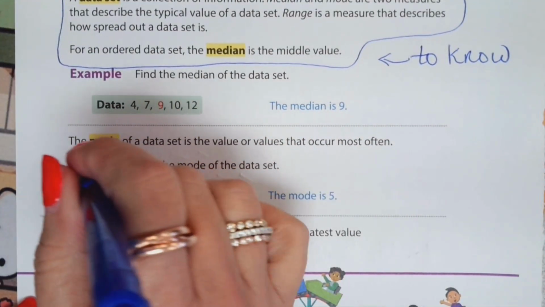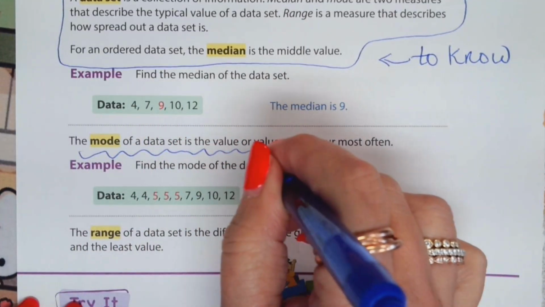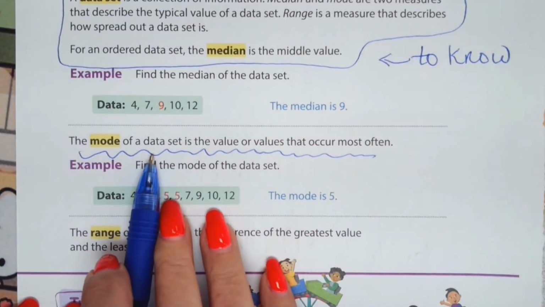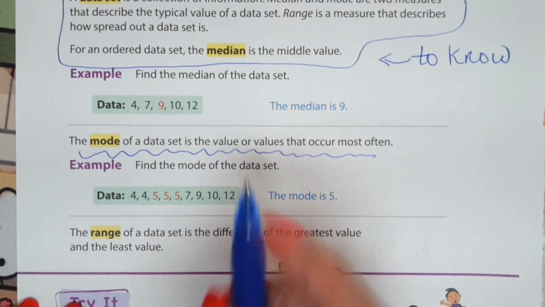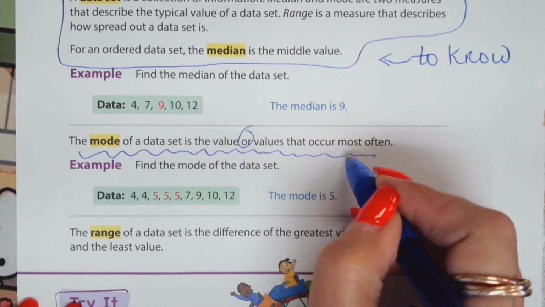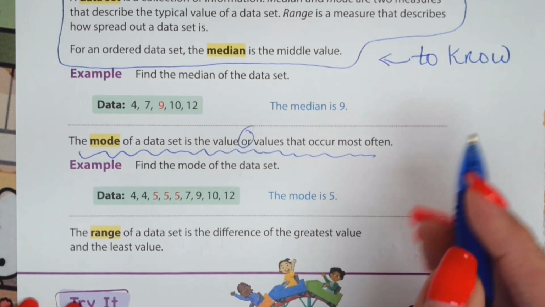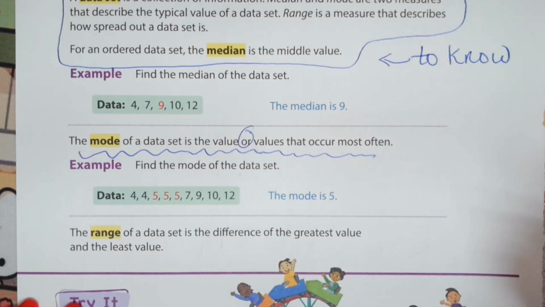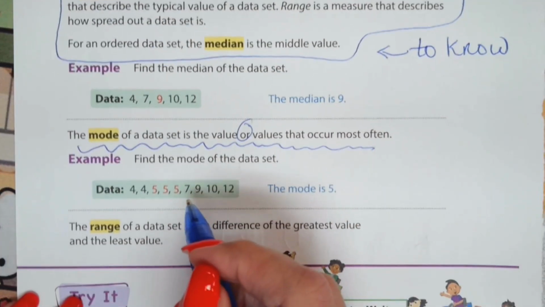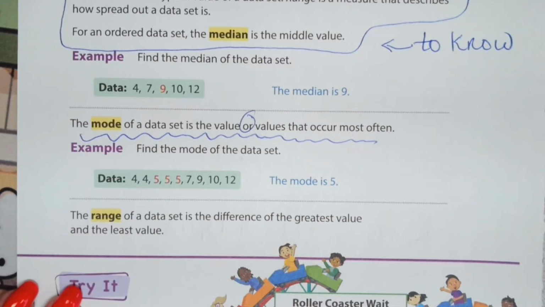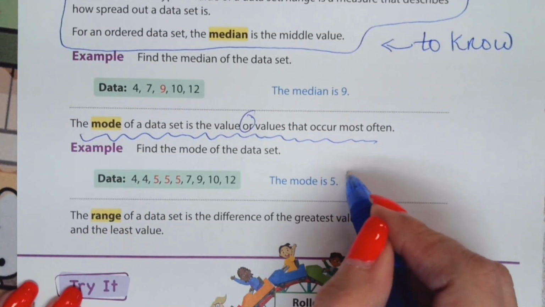Now, the mode is the value or values that occur most often. In other words, that number that shows up more often in your data. If you notice, which number shows the most in here? 5. So then you write the mode is 5.